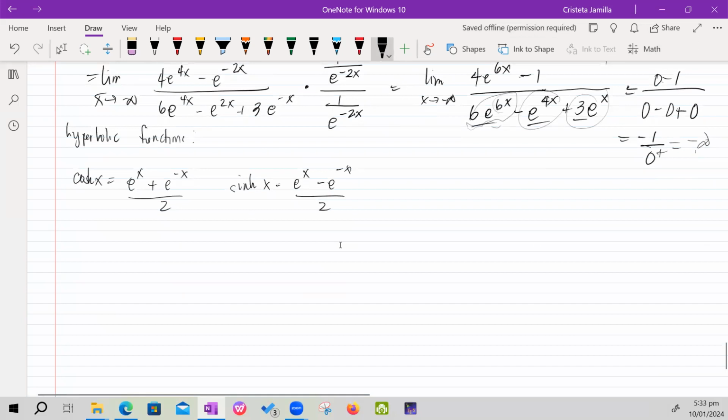Finally, for hyperbolic functions, again, I need you to memorize the graphs and this identity for hyperbolic cosine and hyperbolic sine. So when evaluating some limits, you can use e raised to x plus e raised to negative x over 2 for hyperbolic cosine, and for hyperbolic sine, it's e raised to x minus e raised to negative x over 2. And for the other functions, you can derive them using these two functions.